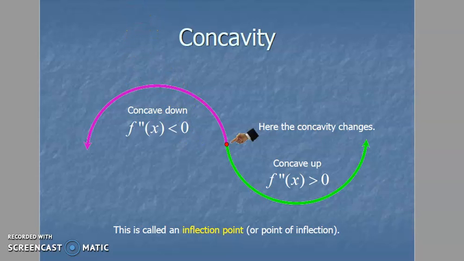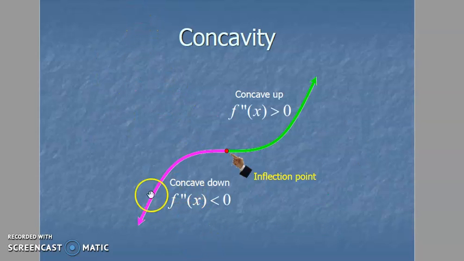If you look at a graph like this, you have concave down first, and the green portion is concave up. Here the inflection point will be this point. Here the concavity changes from concave down to concave up.